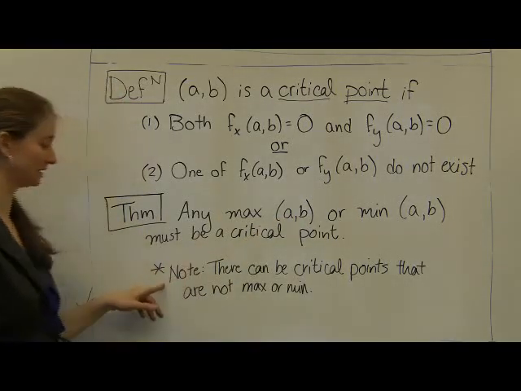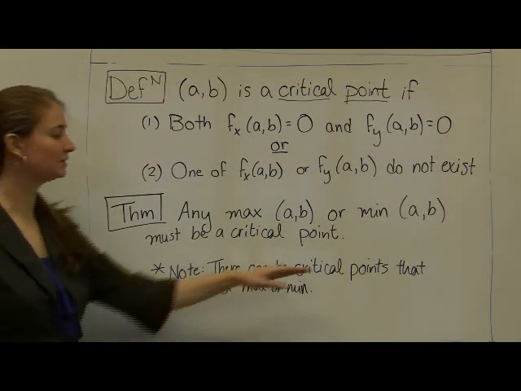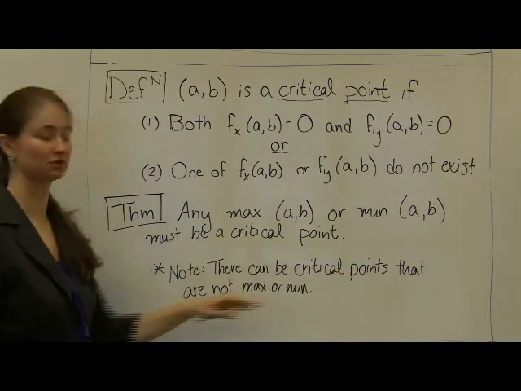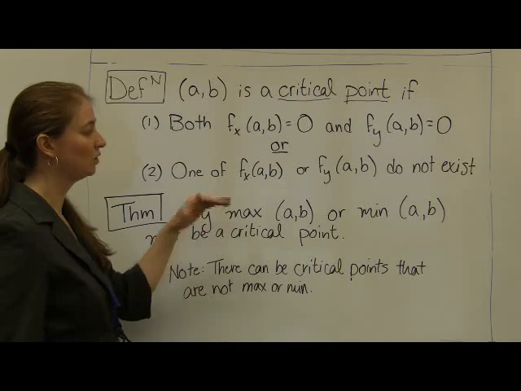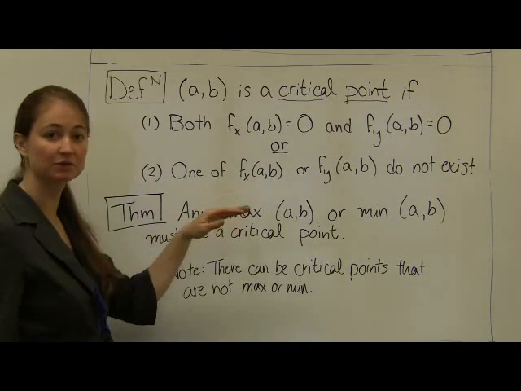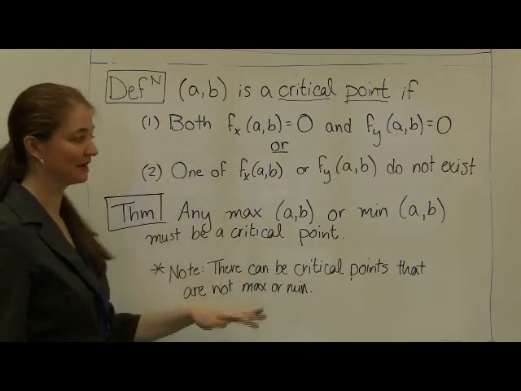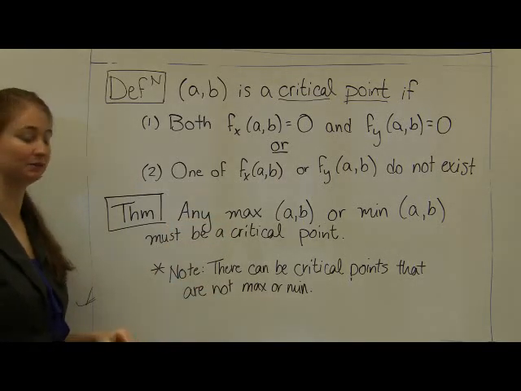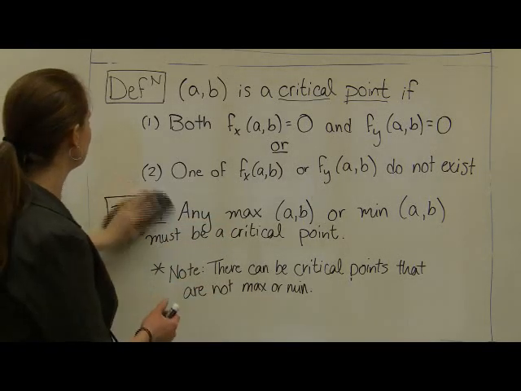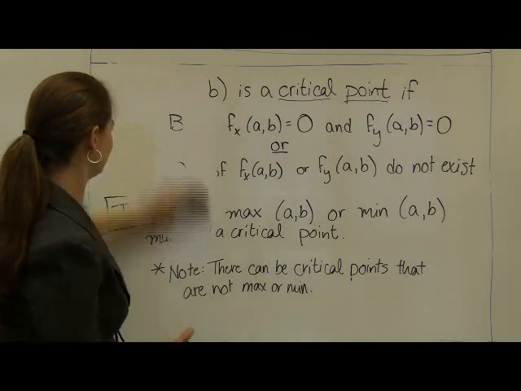Notice, this is my little note, that it's possible to have critical points that aren't maxes or mins. Just like we saw in the graph previously, at that point B, we had a critical point where the derivative was equal to 0, but it wasn't a max or a min. It was sort of a dud right in the middle. The same thing can happen in multivariable functions as well. So let's go ahead and take a look at an example.